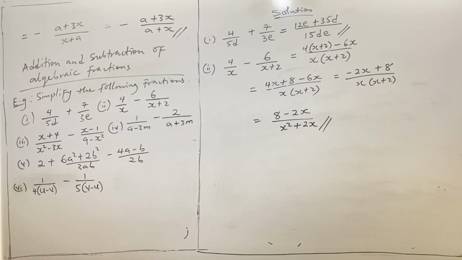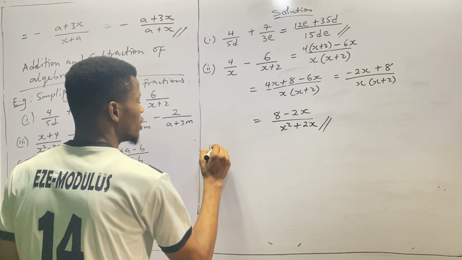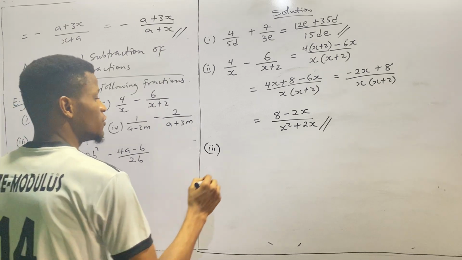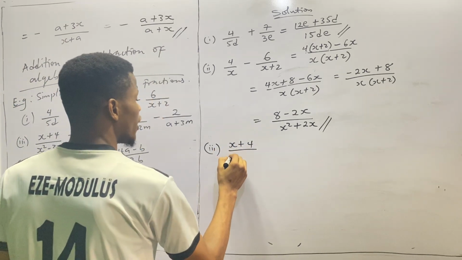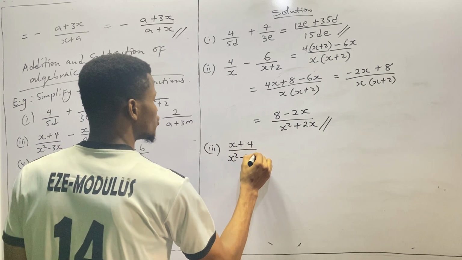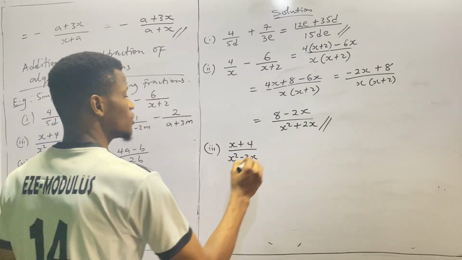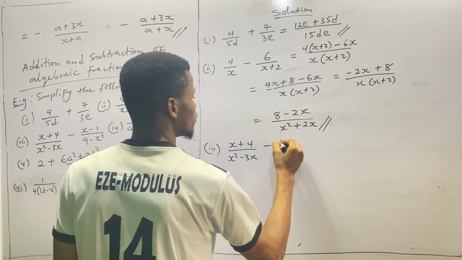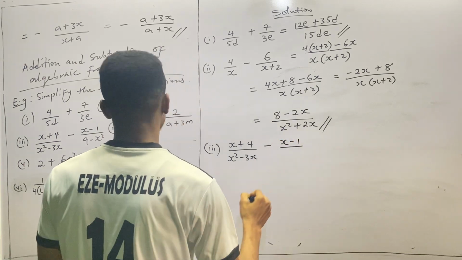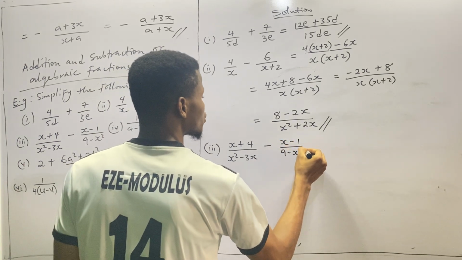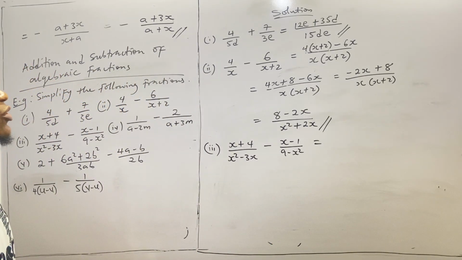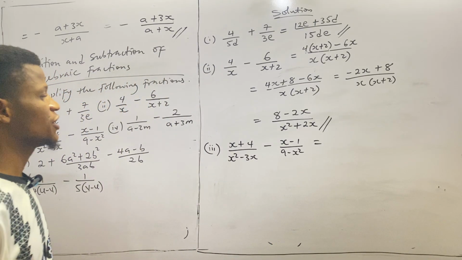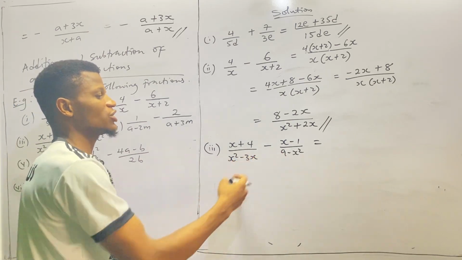So we'll go back to the next one, which is number 3: x plus 4 over x squared minus 3x, then minus x minus 1 over 9 minus x squared. So we look for the LCM. But before we look for the LCM in this situation, let us first of all factorize each of the terms.